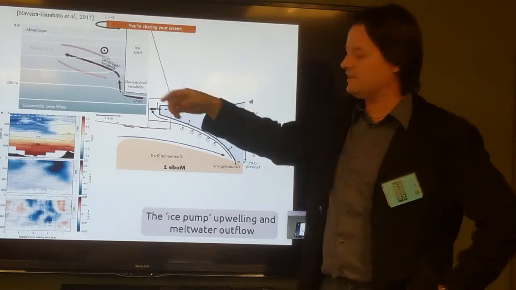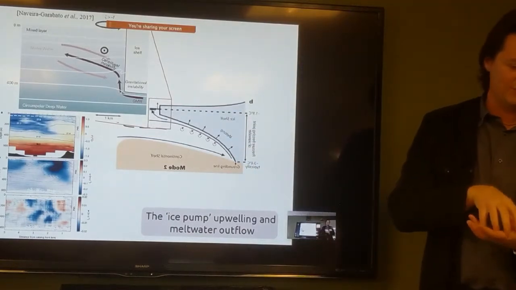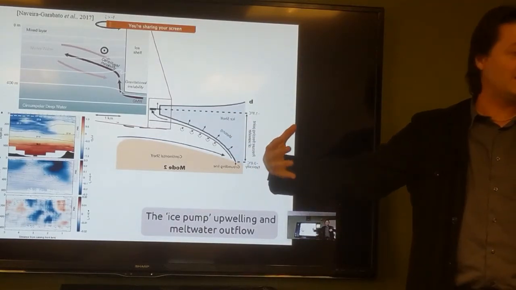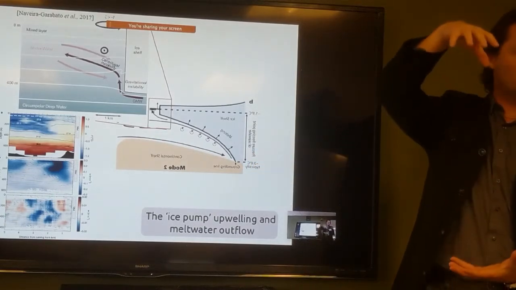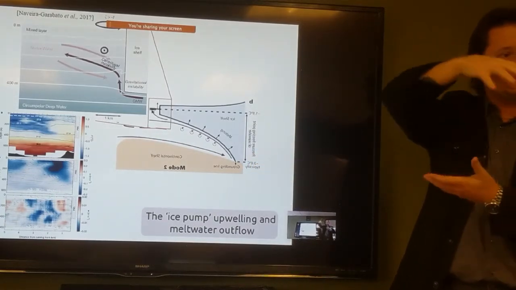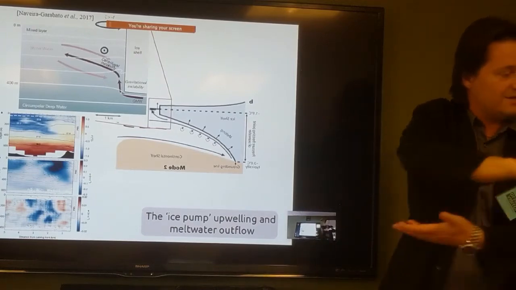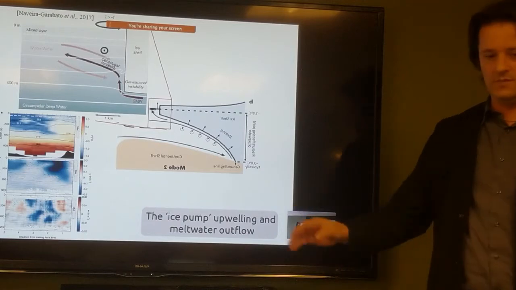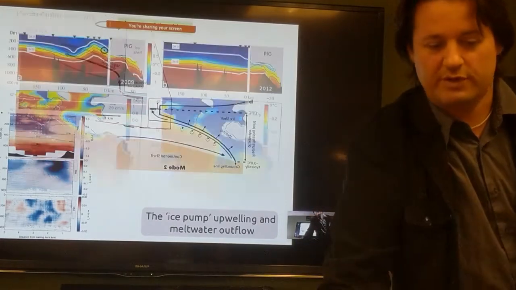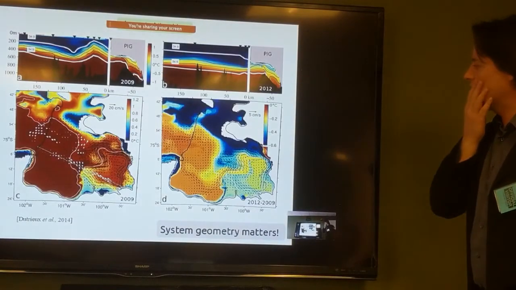And the reason it does that is because when you have a buoyant plume, if it's sufficiently large in scale, it stretches the water column. The water column starts to become centrifugally unstable, and that leads to this lateral mixing. That's a nice paper by Alberto Navarro-Garbato a few years back.